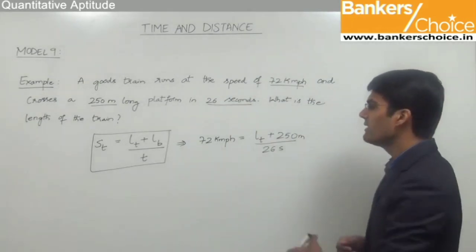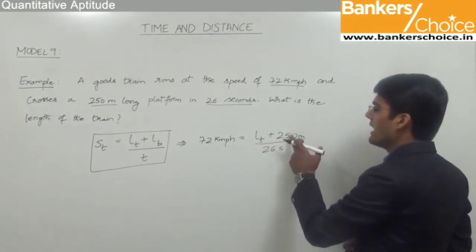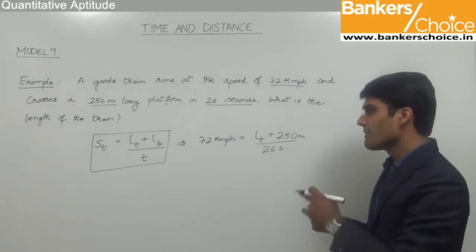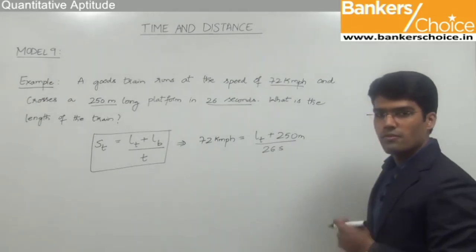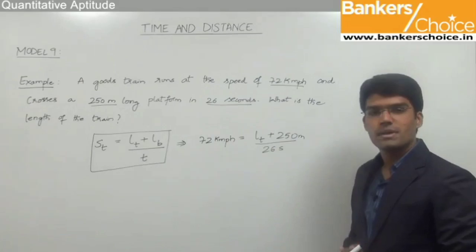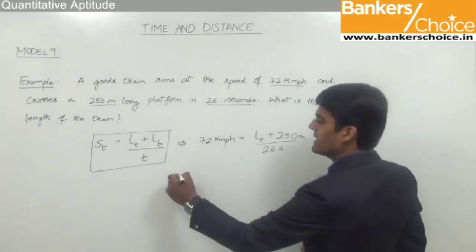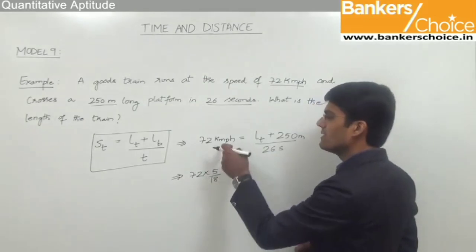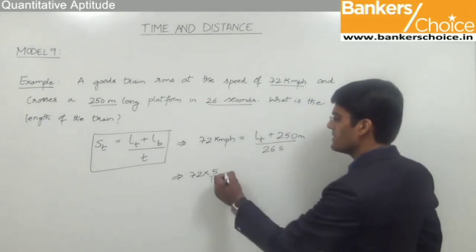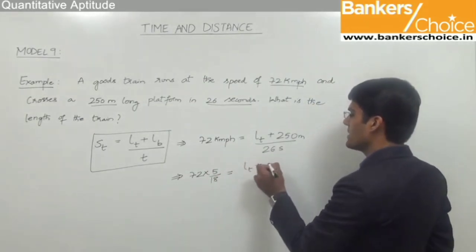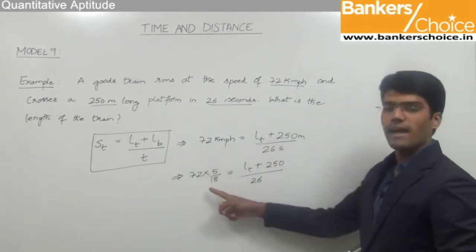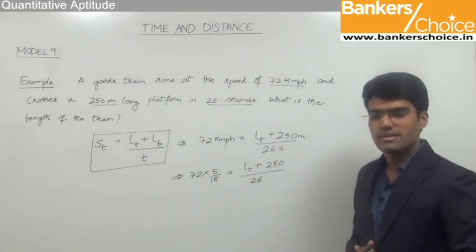But as you can see here, the speed is in kilometers per hour and the length and time given is in meters and seconds respectively. So we first need to balance the units. For that, we can convert this kilometers per hour to meters per second. So this can be taken as 72 into 5 by 18. So now this is in meters per second, which is equal to length of the train plus 250 divided by 26. So the equation now is completely balanced into meters per second.